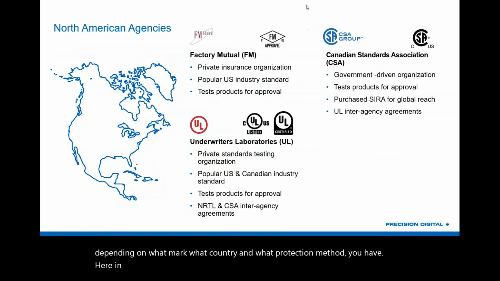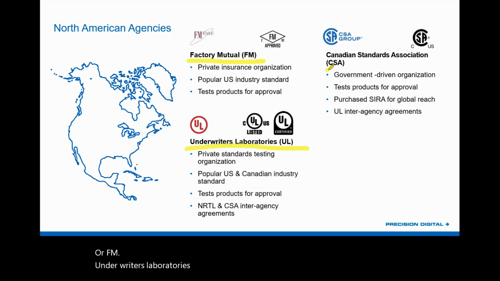Here in North America, what are you most likely to see? Well, you're most likely to see these marks. That would be Factory Mutual, or FM, Underwriters Laboratories, or UL, or the Canadian Standards Association, CSA. There are others. However, these are the most common.